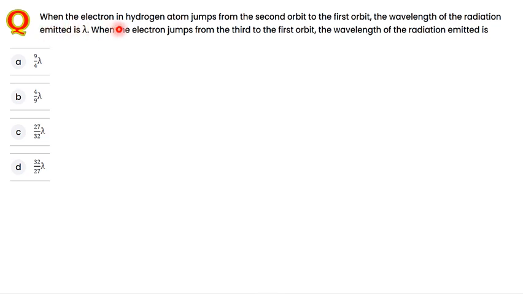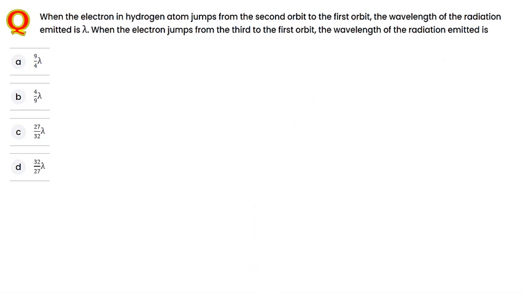Problem here is when the electron in a hydrogen atom jumps from the second orbit to the first orbit. Now it is moving from, there are a number of orbits here, from the second orbit to the first orbit. Whenever the electron is moving from the higher orbit to the lower orbit, what happens? It emits some radiations. So the wavelength of radiation here they have given as lambda. When the electron is jumped from the second to the first orbit, they have given the wavelength here is lambda. If it is moving from the third to the first orbit, what is the wavelength of this radiation?